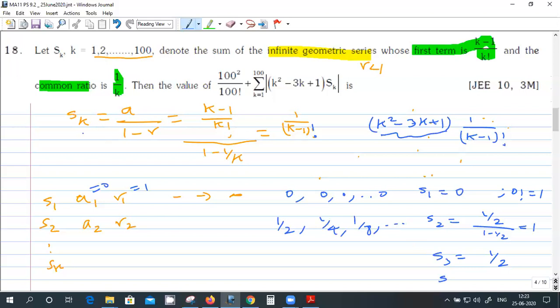See, sir, 3 factorial is equal to 3 into 2 into 1, right? See, S_k is 1 by (k minus 1) factorial. So S4 is 1 by 3 factorial, that is 1 by 6. So that we can use here. So S1 is 0, so k equal to 1 does not contribute. K equal to 2, it is 1.